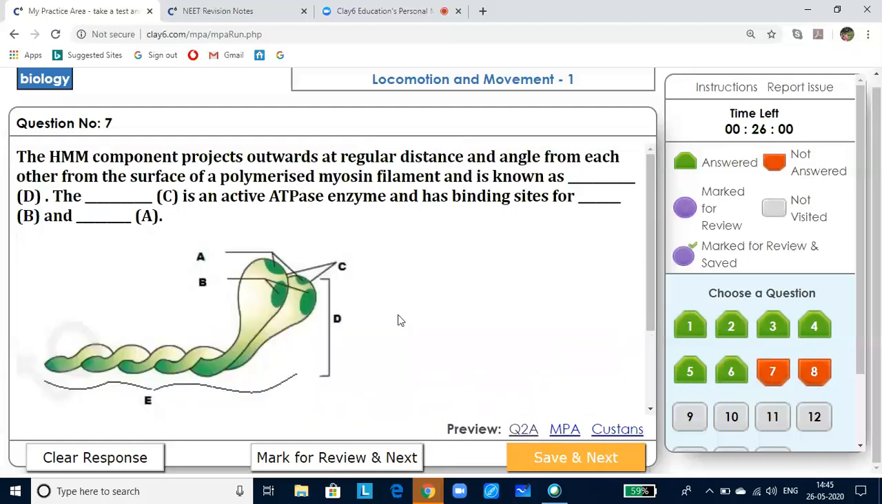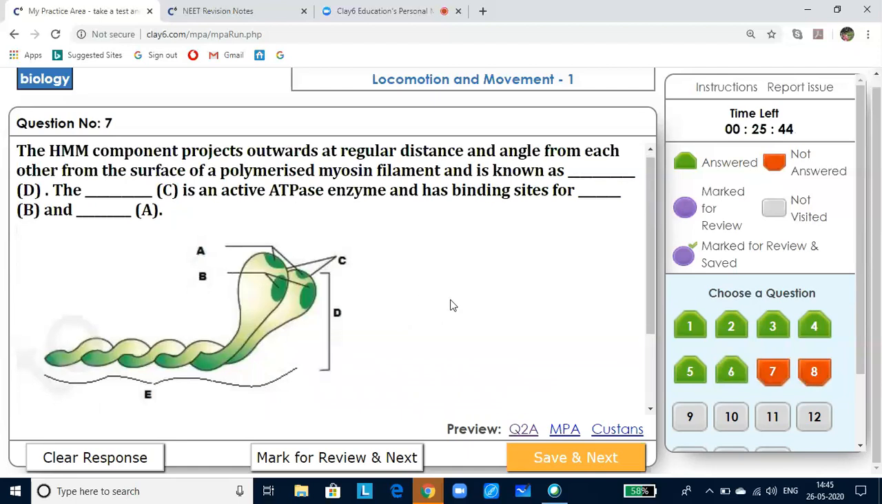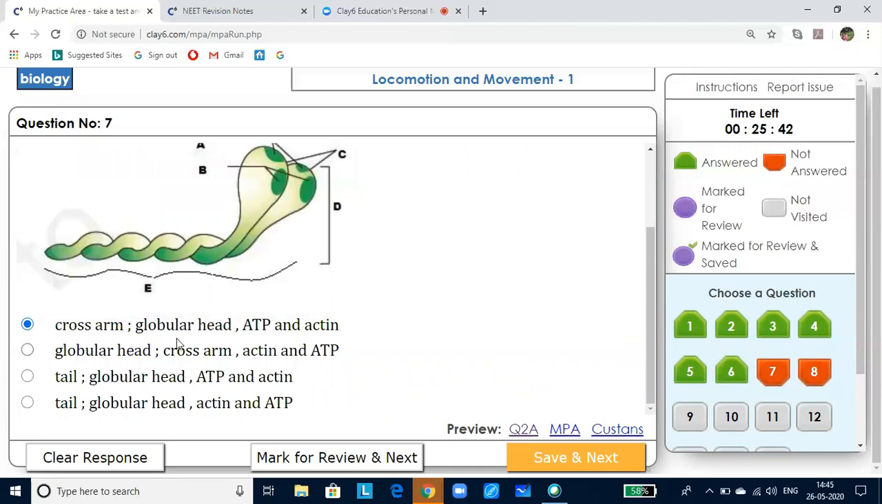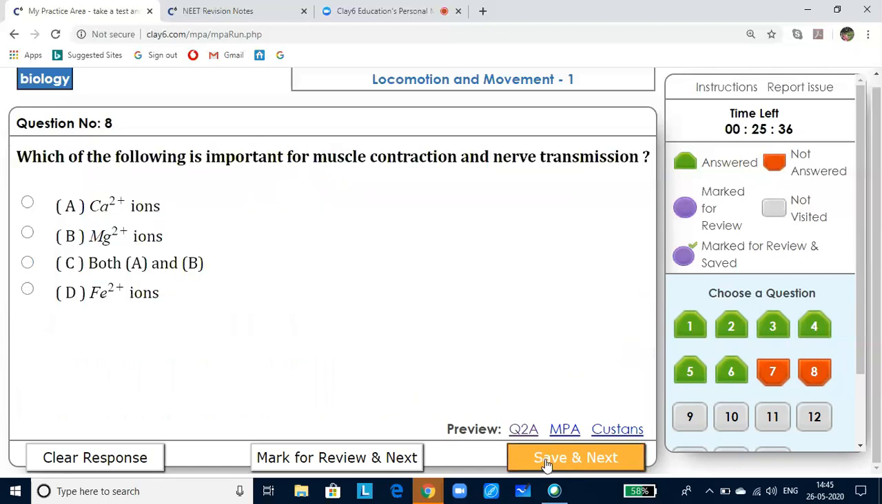The HMM component projects outwards at regular distance and angle from each other from the surface of a polymerized myosin filament and it is known as the globular head, that is the cross arm. The globular head is an active ATPase enzyme and has binding sites for ATP and actin. Now if you look at it, it is the cross arm, globular head, ATP and actin. This is the correct choice.